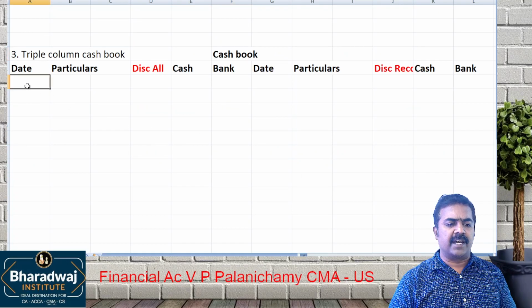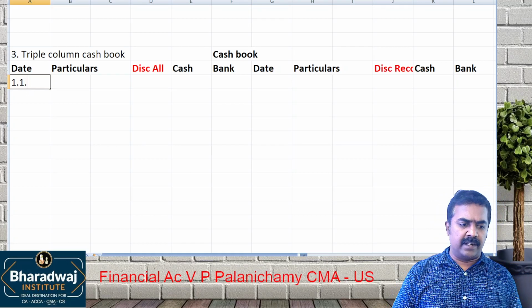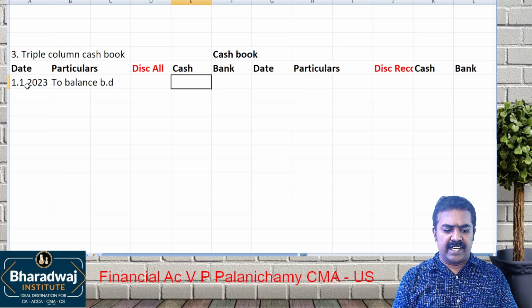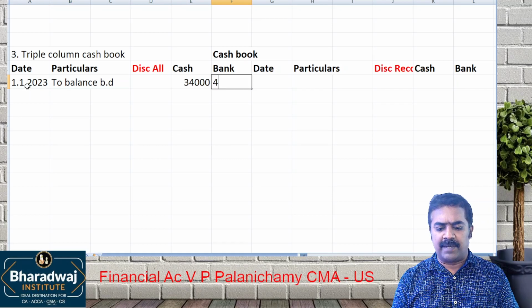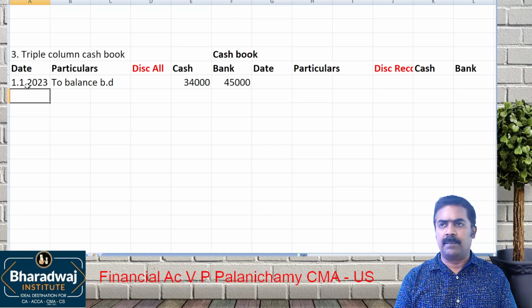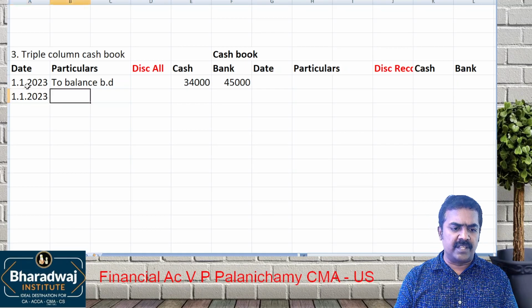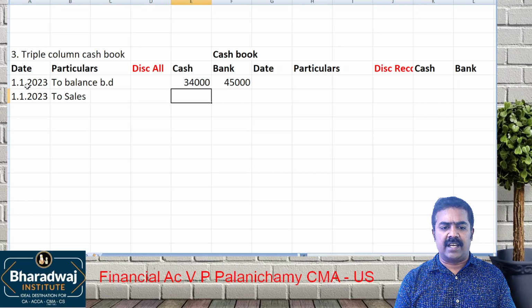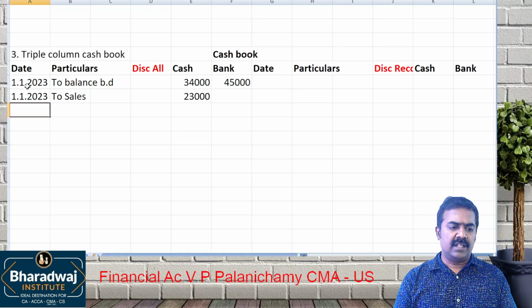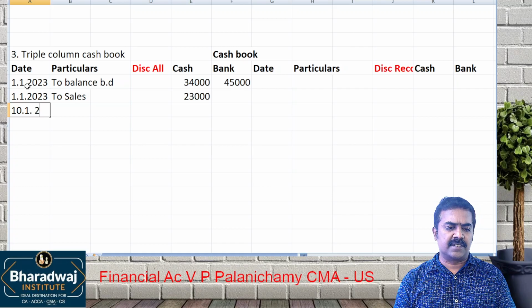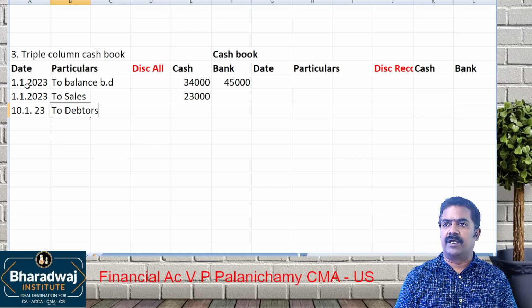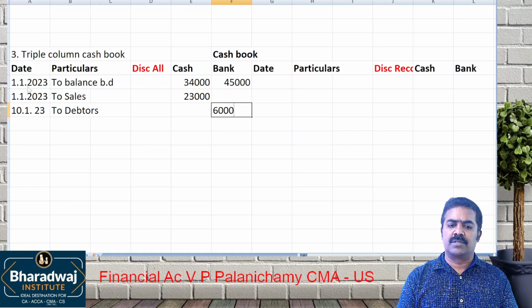In the triple column cash book, what will be entered? Opening balance will be entered, 1/1/2023, to balance brought down. The cash balance may be 34,000, bank balance may be 45,000. Example I am telling. On 1/1/2023, we sold goods for cash. Where will we record? To sales. In the cash column, we will record like 23,000. Then on 10/1/2023, we collected money from debtors. We received a check. Bank account debtor to which account? Debtors account, some 60,000 is received.